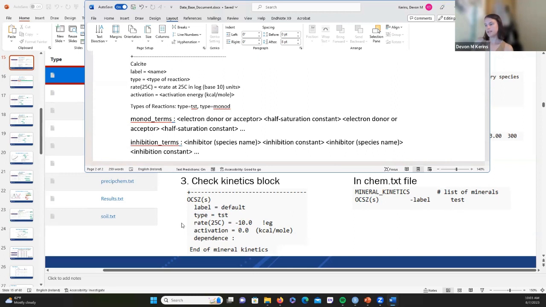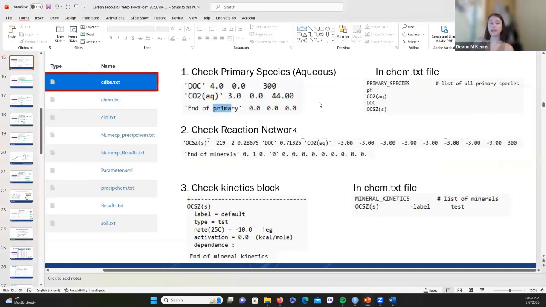And then again, this is the kinetic rate constant, log K. So it's raised to the -10. This activation energy, we're not worrying about it right now. We can also input dependencies. But based on our last video, where we assumed that there's no limiting substrate, we don't have any dependence defined in this reaction. Okay, so it seems that we have everything set up in our chem.txt file.